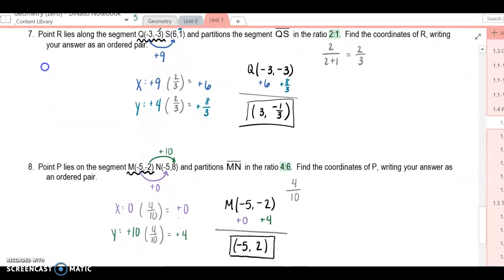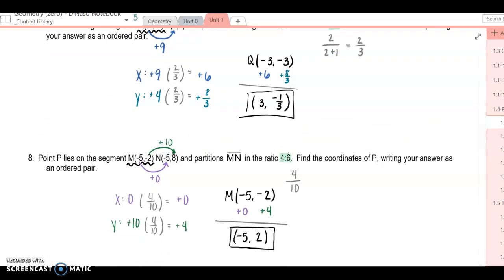And then number 8, we are partitioning 4 to 6. We have 4 divided by 4 plus 6, so 4/10. So we count x, count y, multiply by 4 over 10, and then add or subtract that back from A. You can review numbers 5 through 8 just by pausing the video in the previous recording.